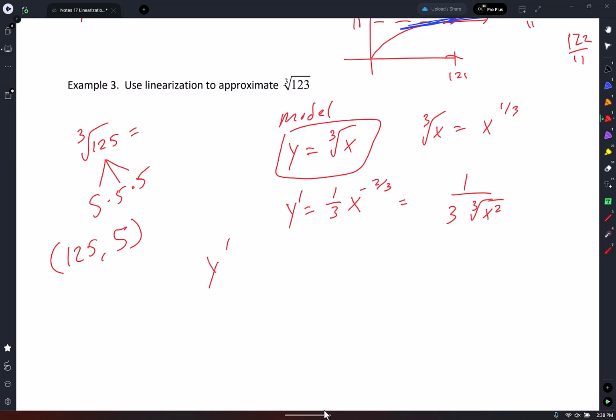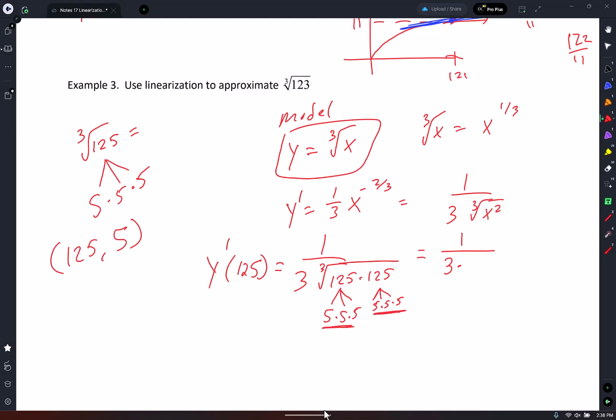All right, I need a slope at 125. 1 over 3 times the cube root of 125 times 125, because it says squared. I'll wait. Don't worry, I'll slow down. This is 1 over the cube root of 125. You guys already told me that was 5. And I got 2 of them here. So what am I going to write? 3 times... No, not 5. What's 5 times 5? 25.